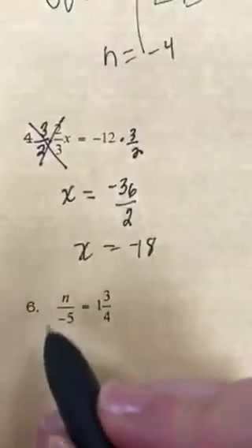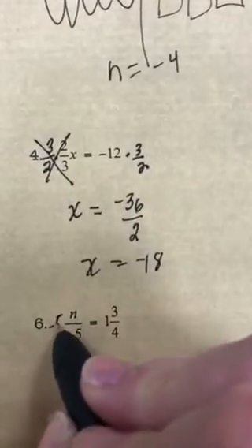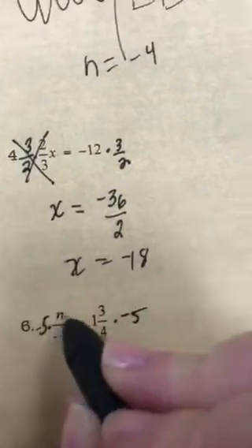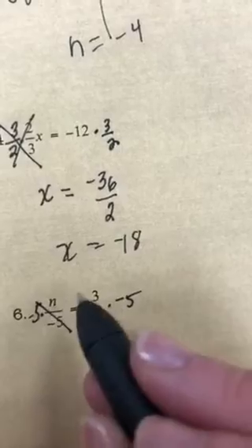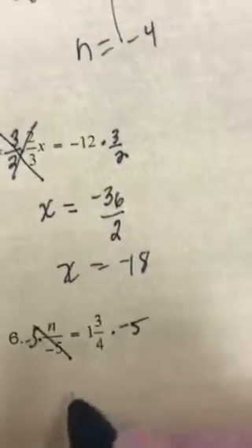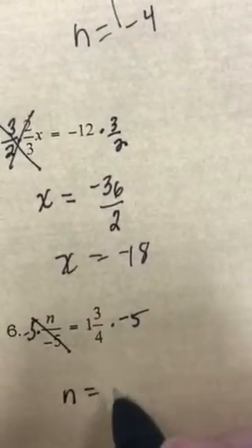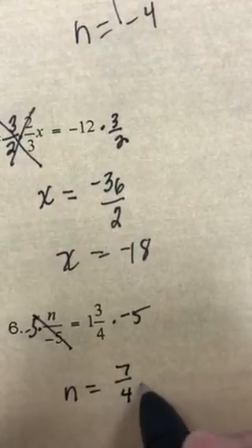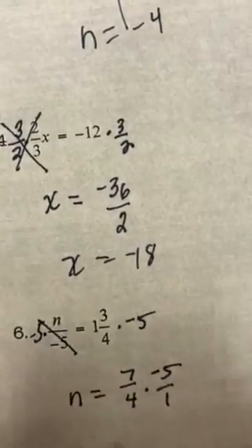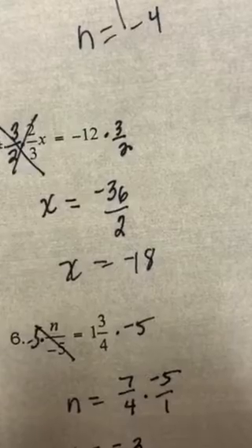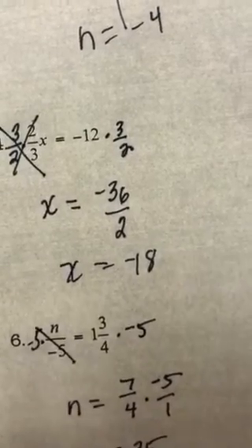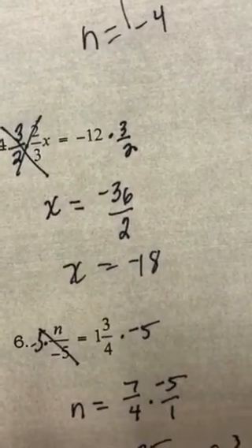On this side, n is being divided by -5. So we're going to multiply both sides by -5. -5n divided by -5 is n. I'm going to change this into an improper fraction of 7/4 times -5 over 1. N equals -35/4, which is the same as -8 and 3/4.